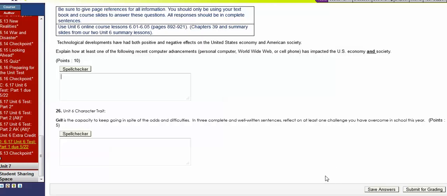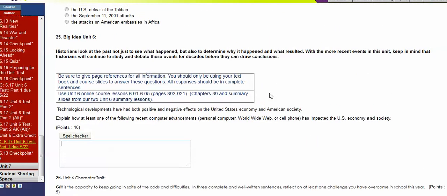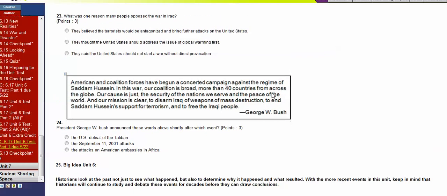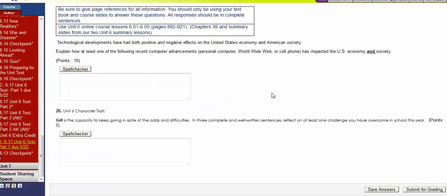When you're done with your test, click Save Answers and then click Submit for grading. If you don't do that, it may not send correctly to your instructor, so be sure to do that as you go. Remember to write down your answers on paper just in case your work is lost due to lack of internet, a disturbance in internet or power. All right, good luck on your test.